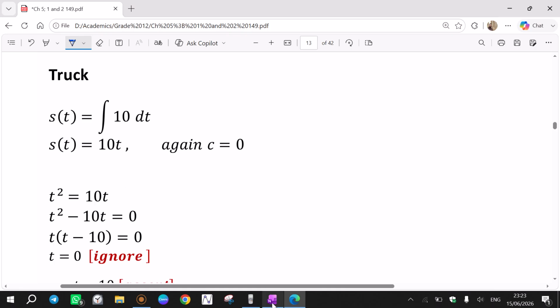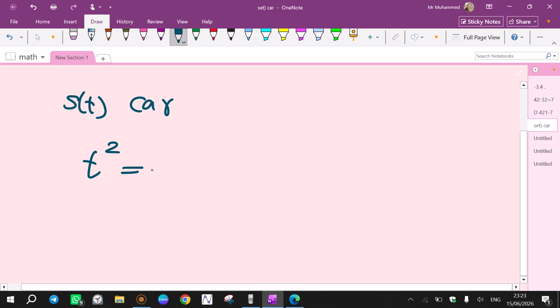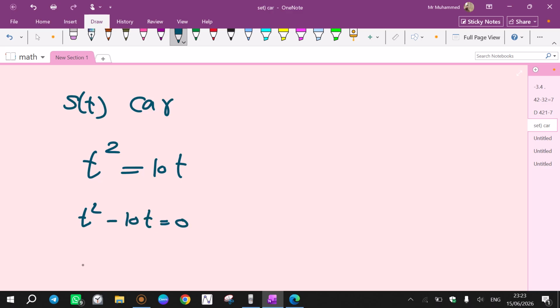Now we equalize t squared equal to 10t. Send 10t to the other side. t squared minus 10t equal to 0. Take t as common factor. t times (t minus 10) equal to 0.